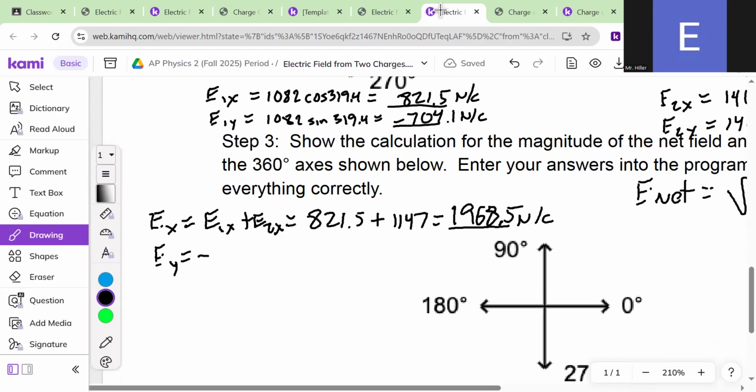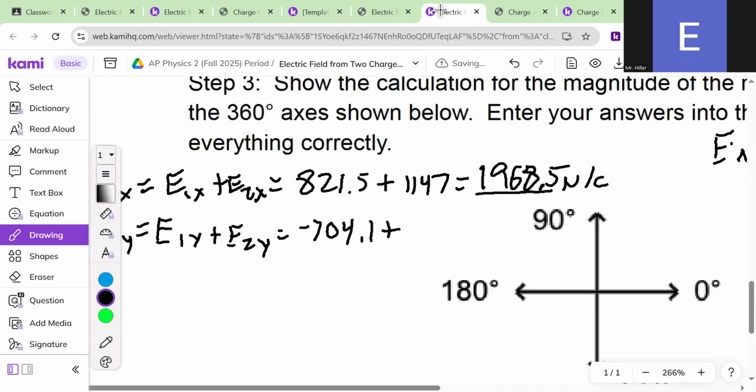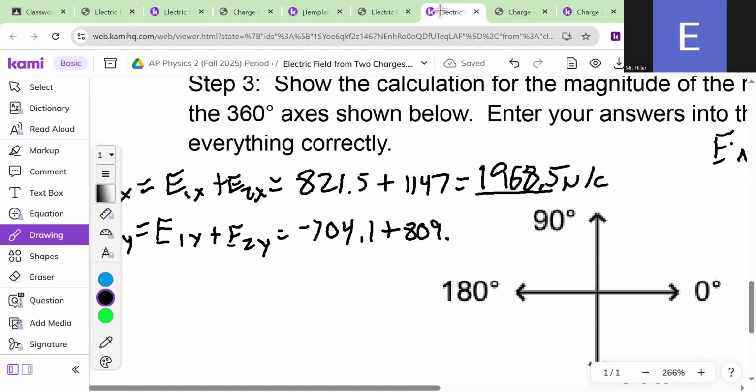Now, E in the Y direction is going to be E1Y plus E2Y. So that's negative 704.1 plus 809.3. Negative 704.1 plus 809.3. It's about 105.2. Okay, those are your X and Y components.